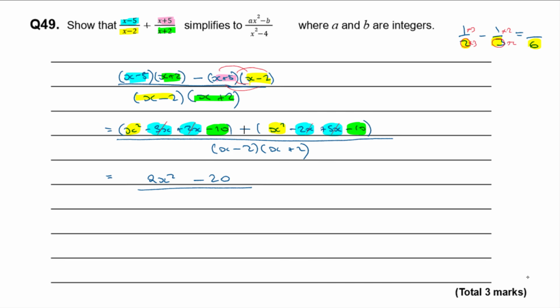Now I'm not going to have anything, I think, to cancel at the bottom, so I'm just going to go ahead and multiply that out. Now that's a difference of two squares, isn't it? So I know I'm going to get x squared minus 4 there, just because I know my difference of two squares. Okay, and then comparing that with the top, I've got 2x squared minus 20. That is in the form of ax squared minus b. A is 2, b is 20. And I've got x squared minus 4 on the bottom, so that's good.